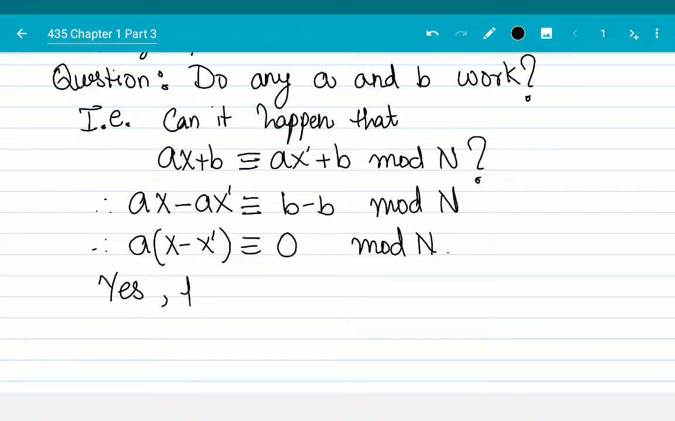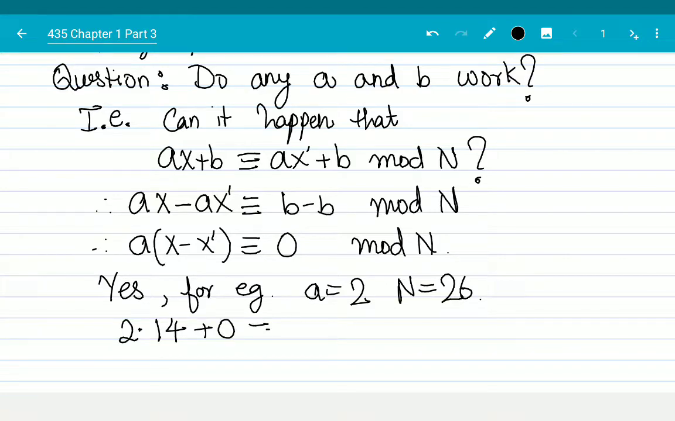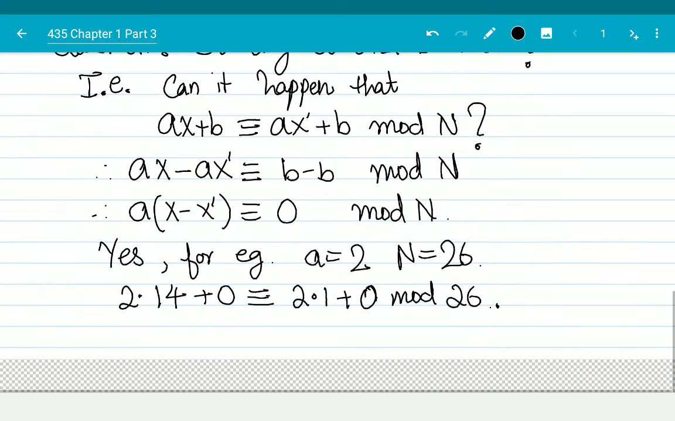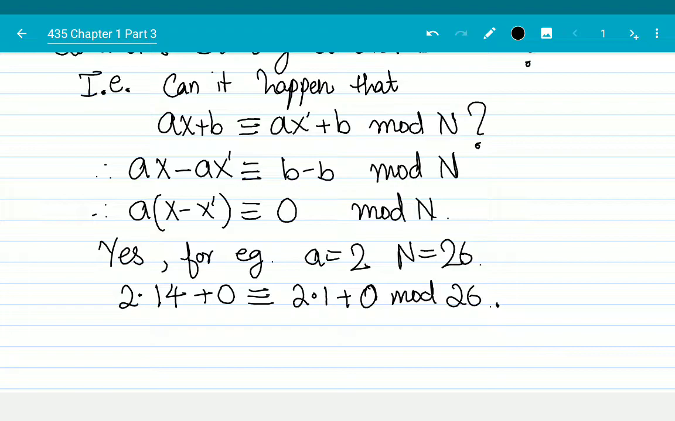Yes. For example, if I take a equal to 2, n equal to 26, then I can have 14 times 2 plus 0 is congruent to 1 times 2 plus 0 mod 26, right? And so this is not great. I have to be slightly careful. Okay, so when does such a thing work?